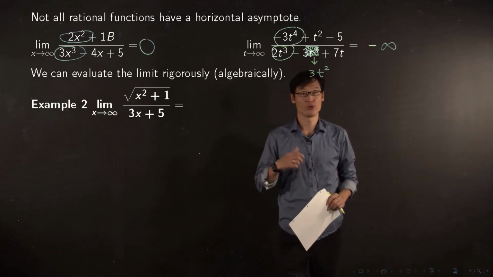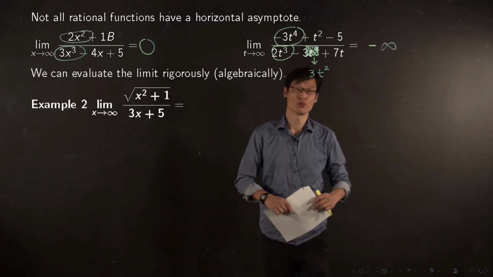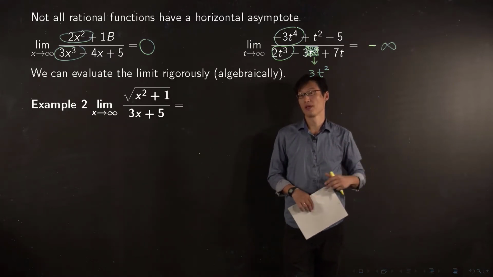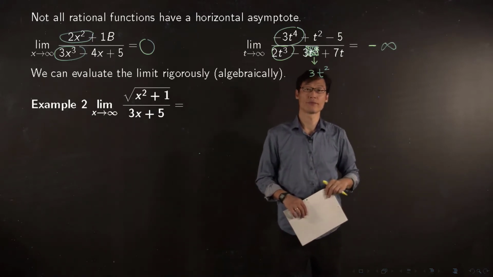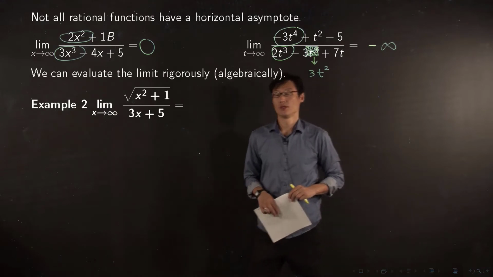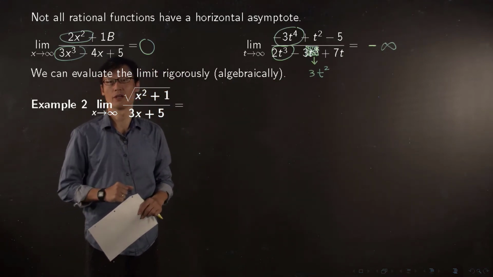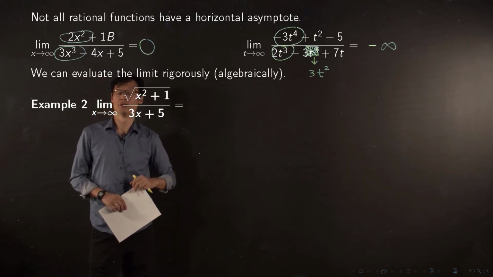So far we have used our intuition to find limits at infinity quickly. We compare the leading terms to find the limit quickly. And actually, you can calculate the limit step by step rigorously. So here is the example. Our denominator is a linear function, 3x plus 5, and our numerator is the square root of x squared plus 1.